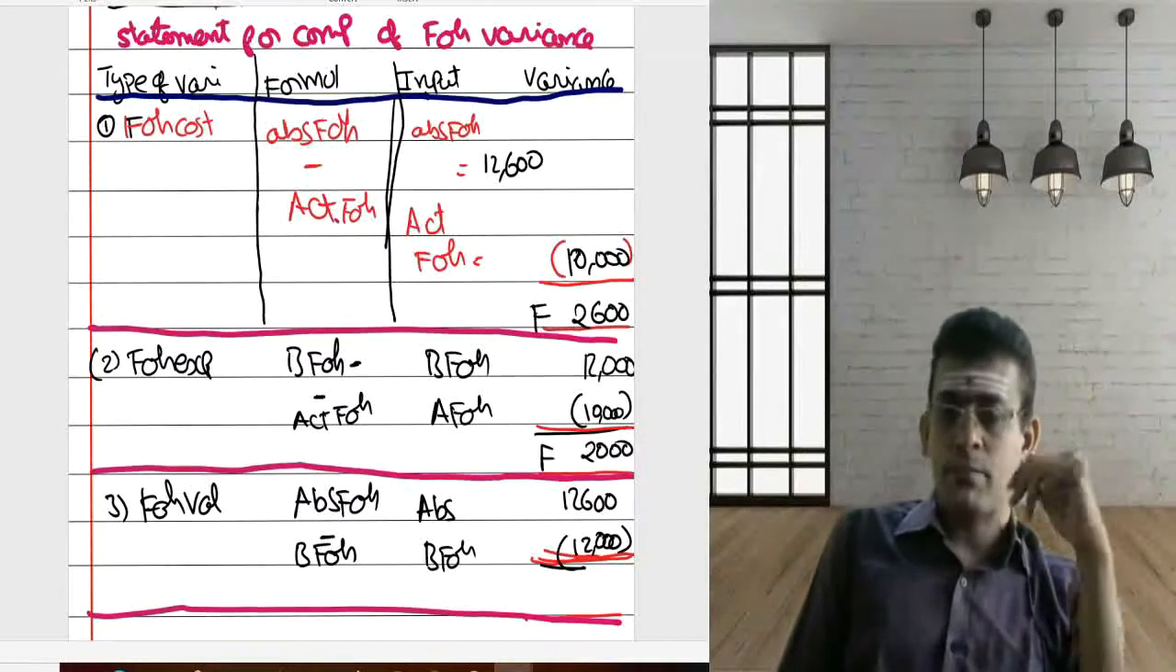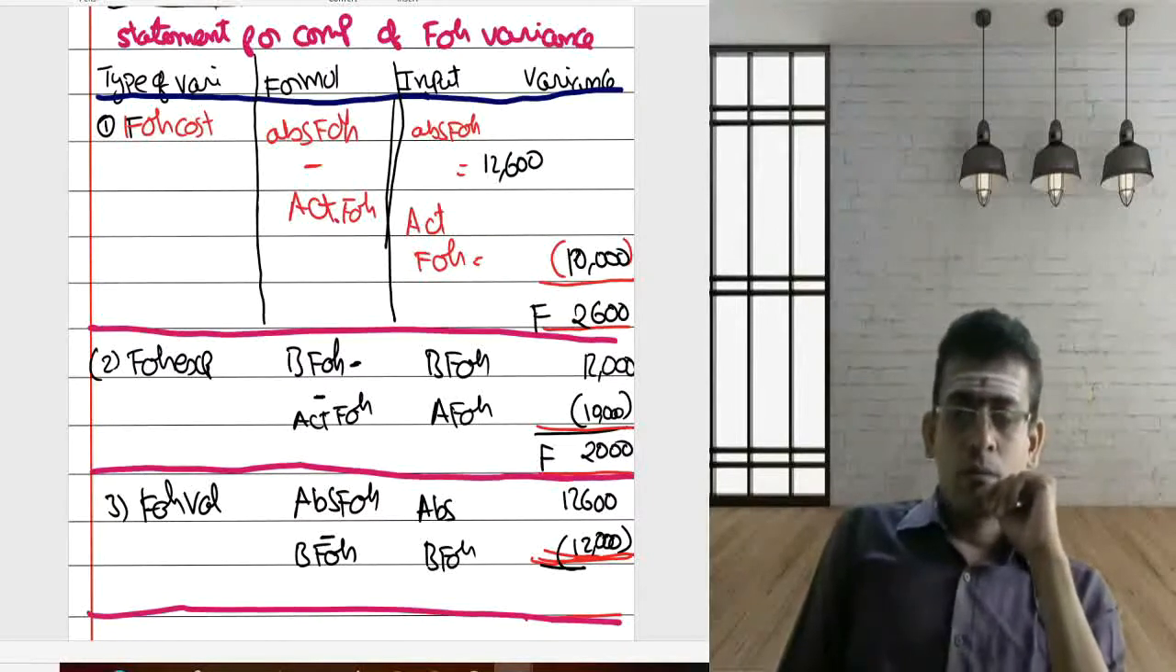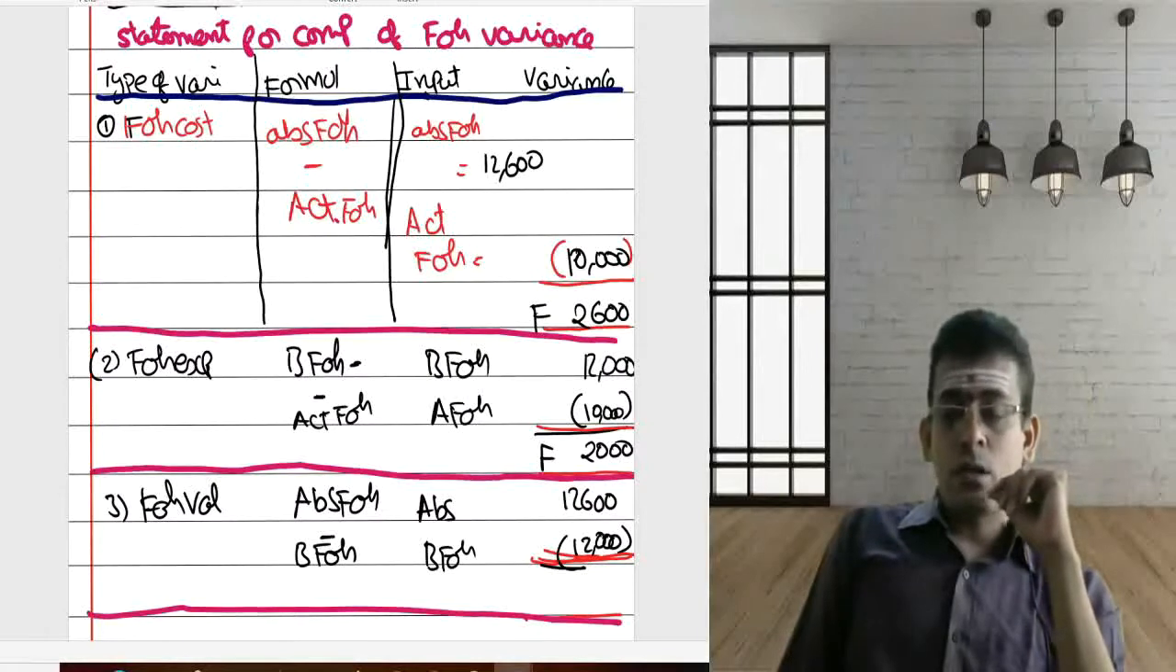So here also you are getting favorable. Now your observed fixed overhead is 12,600. Budget fixed overhead is also 12,000. So ultimately the difference is what?